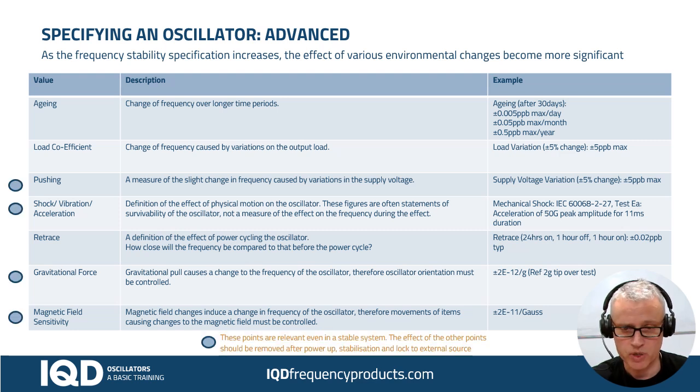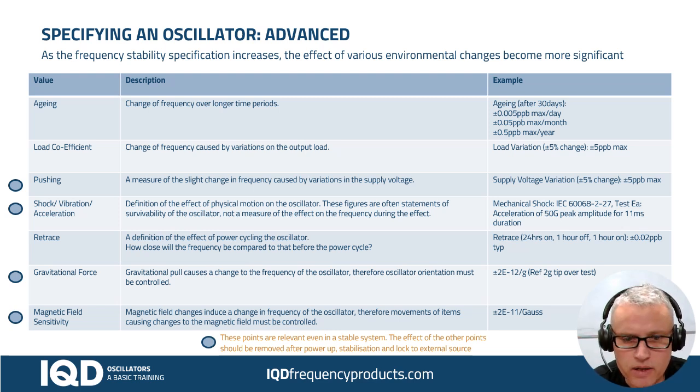So final point on this slide, those parts marked with a dot are things that cannot be removed, whereas those not marked will be corrected for. So you can use the pulling and you can remove the aging, you can remove the effect of the load variations because they're normally stable on your PCB. The retrace is known once the power's back up, but the other things, you're going to have to live with them. So the other things that I've marked up there are things that you should be aware of. They're going to happen during its operation, and if the sum total of all of that puts it outside of what you can use, that's going to be a problem for you.